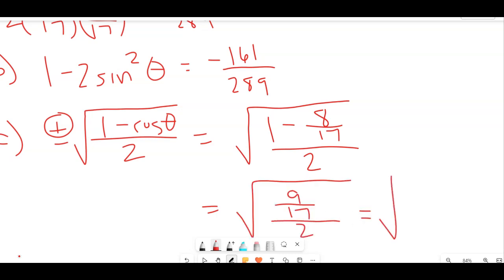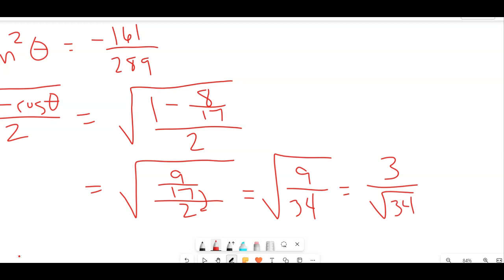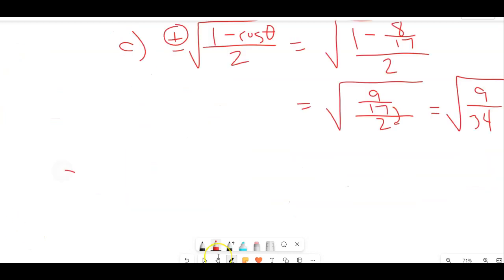All right, the square root of 9/17 over 2, the 17 comes down and gets doubled. So that'll be 9/34. And then I could write this as 3 over the square root of 34. But rationalizing the denominator, I would get 3 square root of 34 over 34. So there's the rationalized version of that half angle formula. All right, for part D, it is the half angle cosine. So again, I'm going to do the positive square root. This time, instead of 1 minus cosine, it's 1 plus cosine over 2.